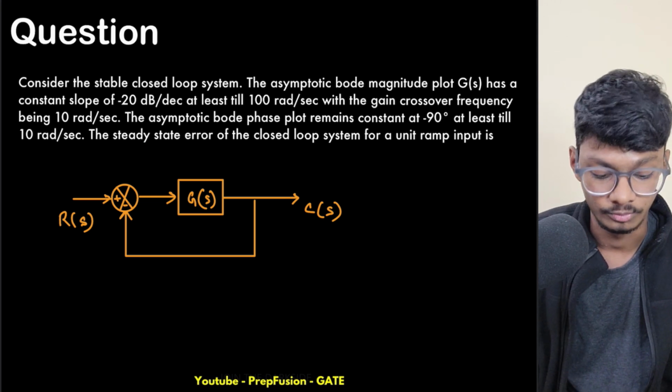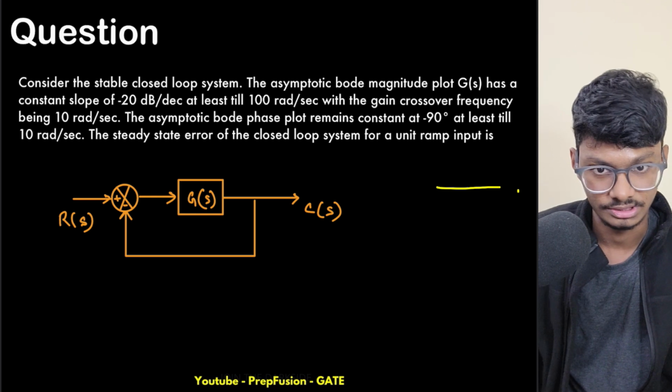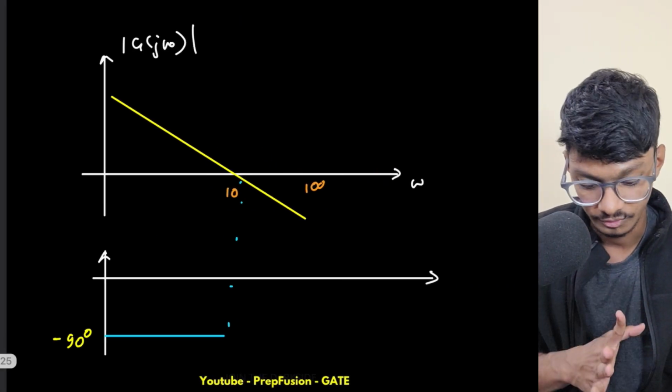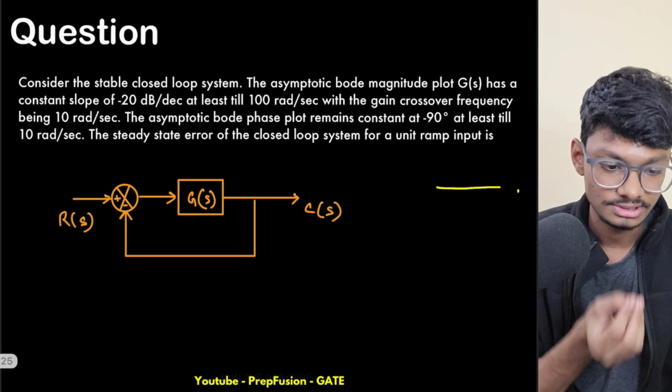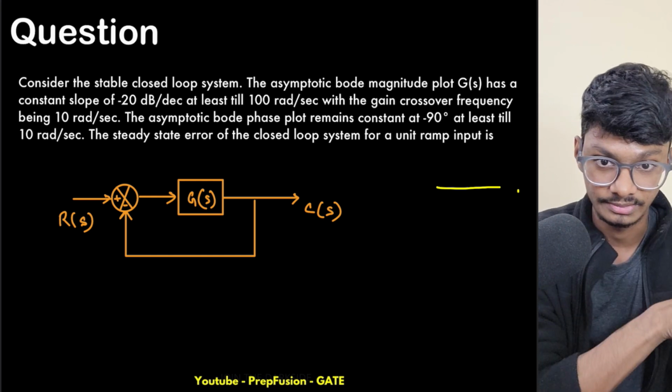for unit ramp input. Now it was an NAT question. Okay. Unit ramp input, you have to find the steady state error. Now you see like this is a type 1 system. Yeah, you can use that formula if you wish. Now you might ask, sir, but in the earlier question you solved it so lengthy, like you found the stability and all those things.